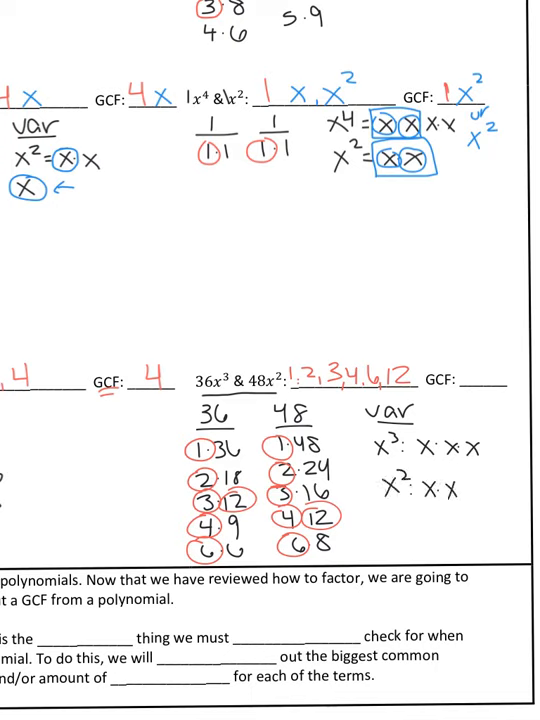So if I'm looking for what they have in common, here they have an x in common. They have two x's in common, which means it's also an x squared. So my GCF, the biggest is x squared for the x's, and then the biggest for the number is 12. So 12x squared should be the GCF between 36x to the third and 48x squared.